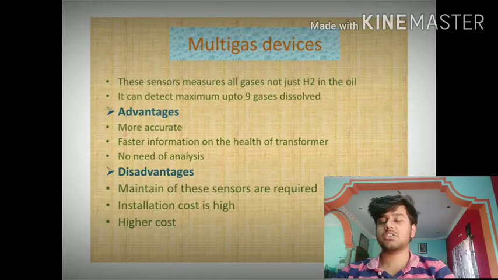Coming to multiple gas devices. Multiple gas devices are also called multi-gas sensors. These sensors can measure different gases, not just hydrogen, in the transformer oil. They can measure up to 9 different gases inside the transformer. They are more accurate, they don't require any lab analysis, they are not time consuming, and they provide faster information on the health of the transformer. The disadvantages of these multiple gas sensors are that maintenance is required, and they have a higher cost and increased installation time.